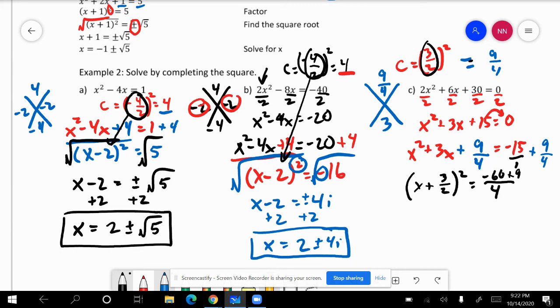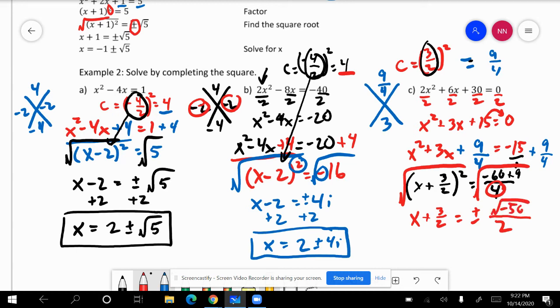In order to get rid of the square, what I'm going to do is take a square root. And when I take a square root, I have x plus 3/2 equals, I remember my plus or minus. The square root of 4 is 2. Negative 60 plus 9 is negative 51. Then I'm going to subtract the 3/2, so I get x equals negative 3/2 plus or minus. There's a negative, so I take the i, square root of 51 over 2.